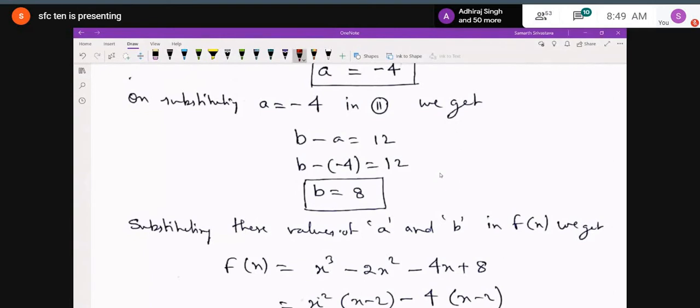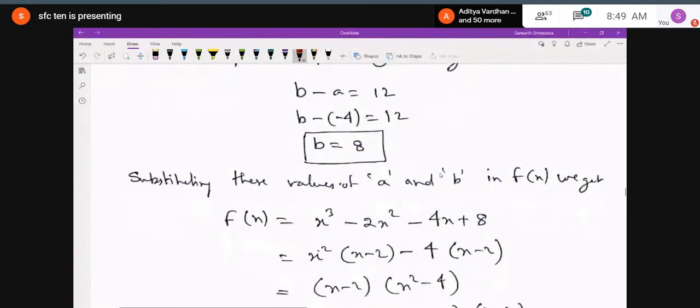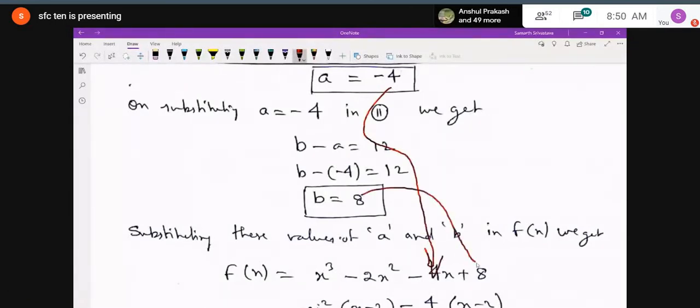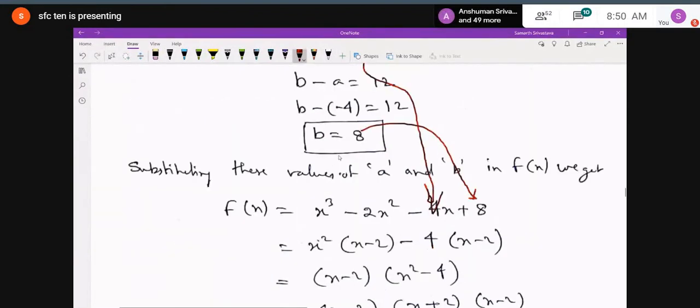f(x) is equal to 2x cube plus ax. In place of a, I have written minus 4, the value of a. Okay, and plus b. In place of b, what I have written? The value of b, that is 8. Okay. So when you do this, in the first two terms, what is common? x square. And into x minus 2 will be left.